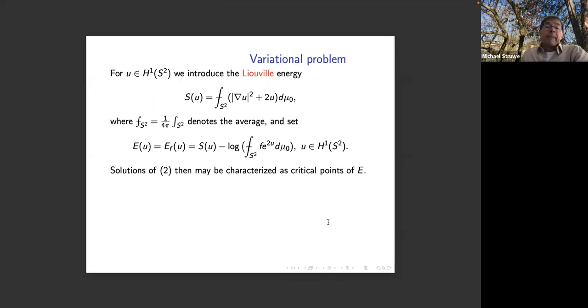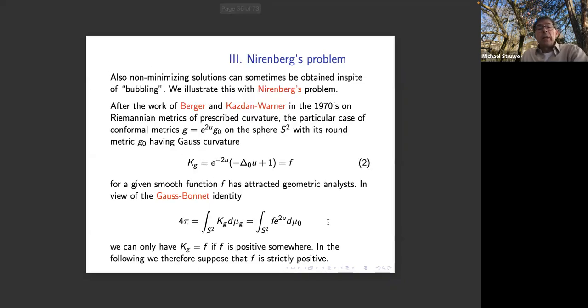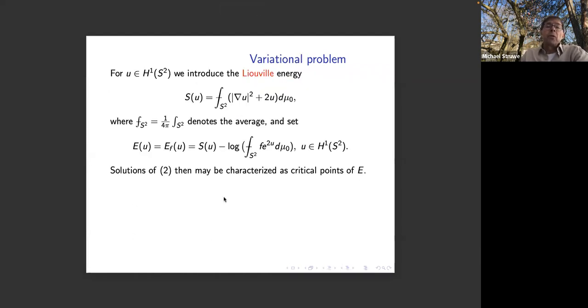Now, you can give a variational formulation to the equation that you want to solve. You first can introduce the Liouville energy. Its first variation will give you the left-hand side of equation 2. And then we'll introduce the F energy, E_f of u, which is the Liouville energy minus this term. Then solutions of 2 can be characterized as critical points of E.